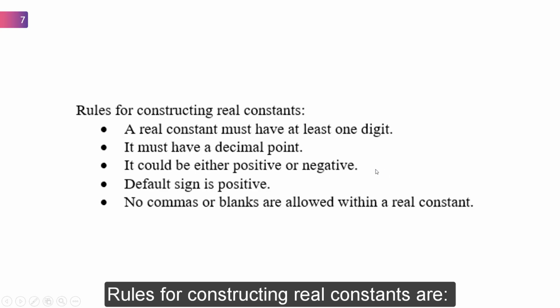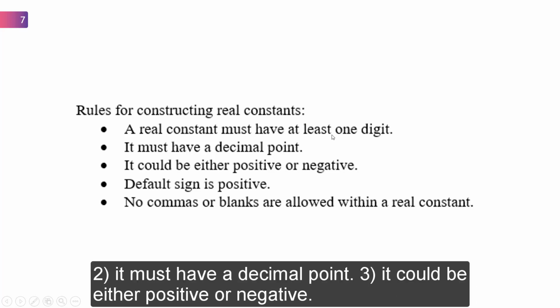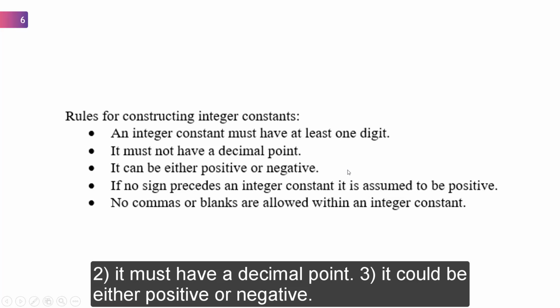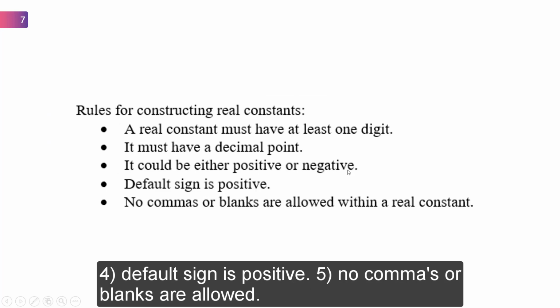Rules for constructing real constants are: a real constant must have at least one digit. It must have a decimal point. It could be either positive or negative. Default sign is positive. No commas or blanks are allowed.